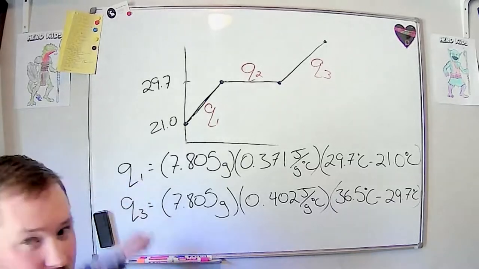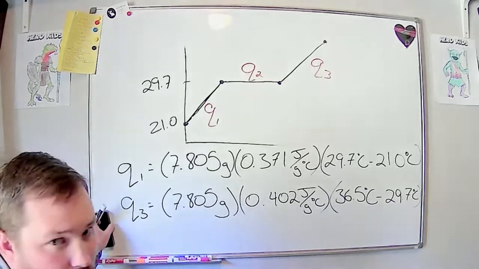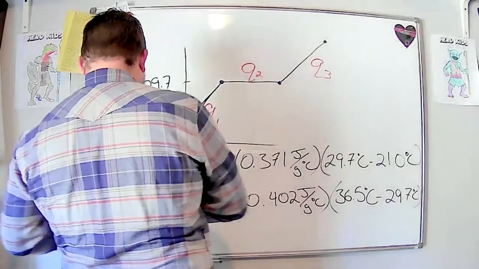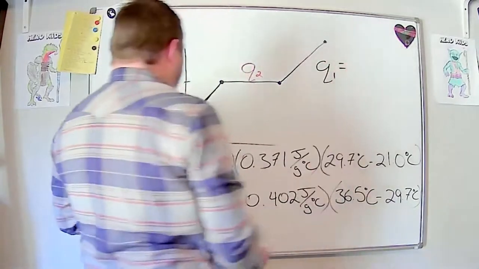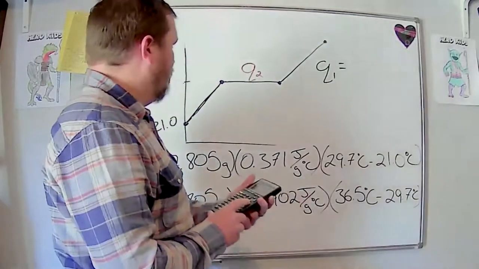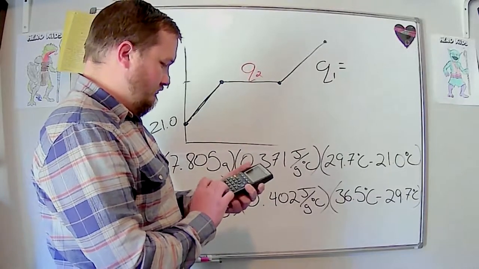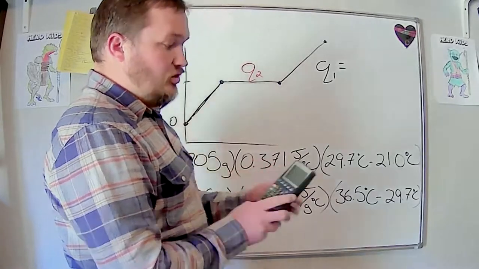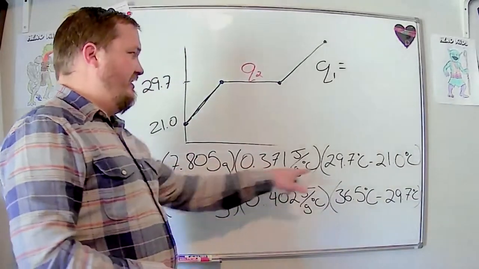So if we go ahead and plug our numbers in here, we can get a number for Q1 and for Q3. And then we can wind up actually getting, I'll write those numbers up off to the side here. Q1 is going to be 25 joules for Q1, 25.2 joules, 4 sig figs, 3 sig figs.